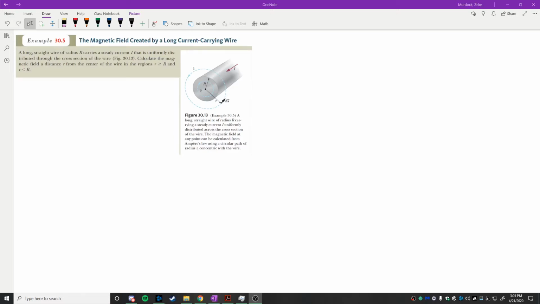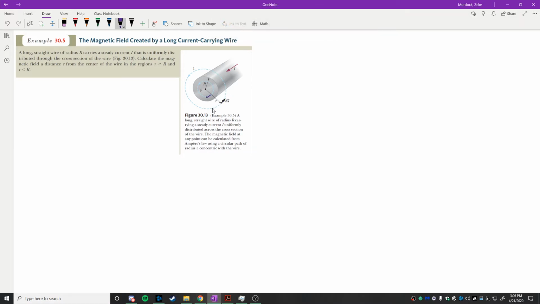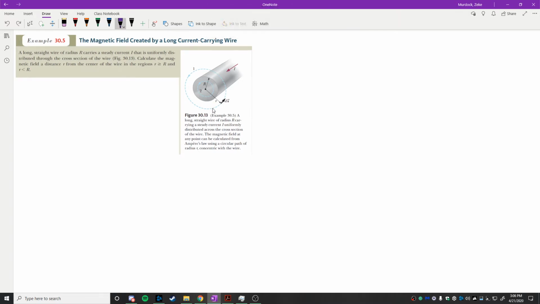Okay, so the next thing to talk about is some applications of Ampere's law. We already saw one of them for a thin wire, but now we're going to look at the magnetic field created by a long current carrying wire that has some thickness to it, so we can find the magnetic field outside the wire, out here, as well as the magnetic field inside the wire here as well. Okay, and we're going to use Ampere's law to do that.